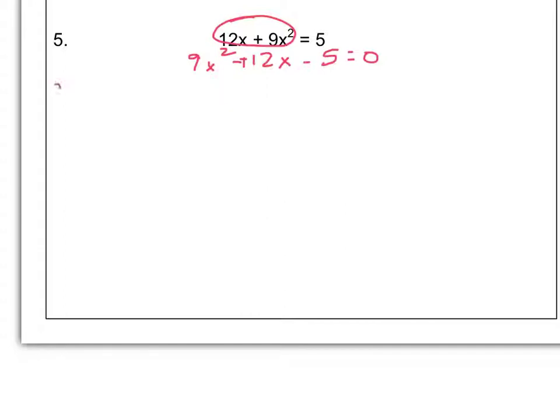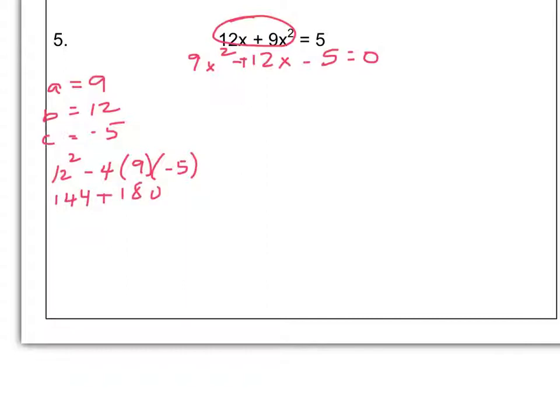Okay, so again, a is going to be 9, b is going to be 12, and c is negative 5. Now you notice we get some larger numbers here, so these are going to be kind of interesting. So 12 squared minus 4 times a times c. Okay, 12 squared is 144. Negative 4 times 9 is negative 36. And negative 36 times negative 5 is positive 180. So 180 plus 144 is 324.